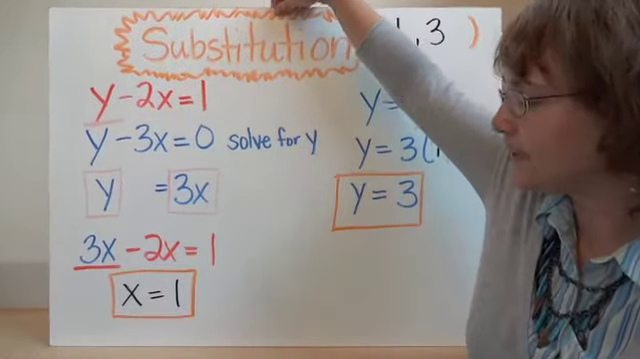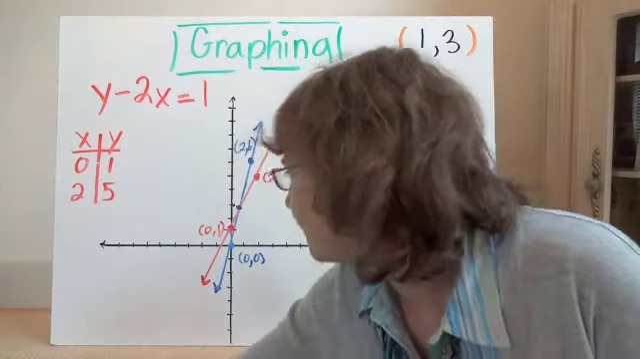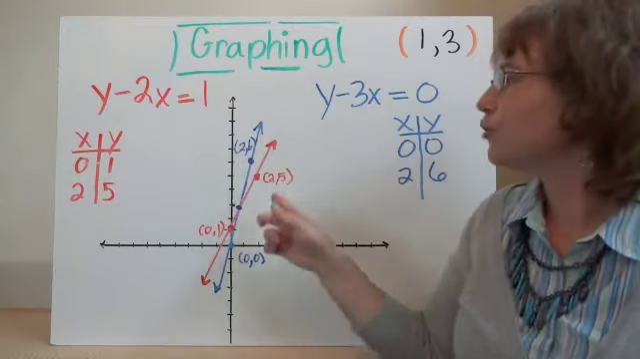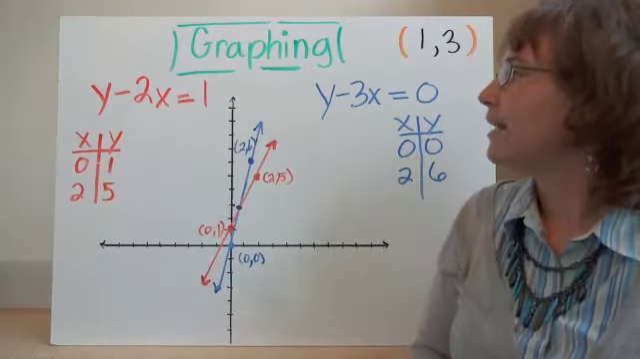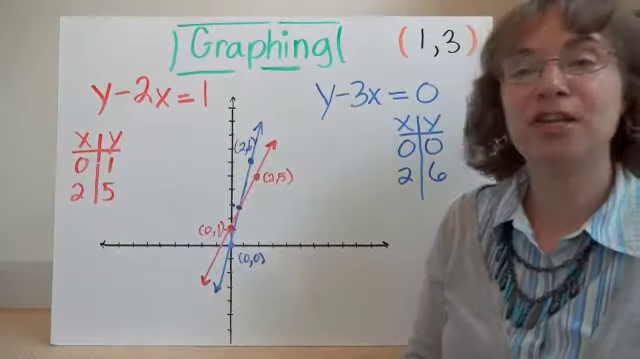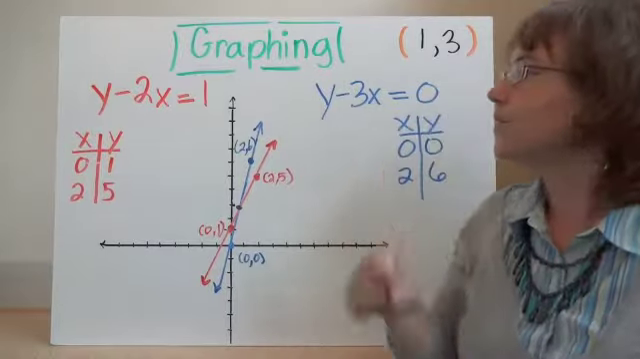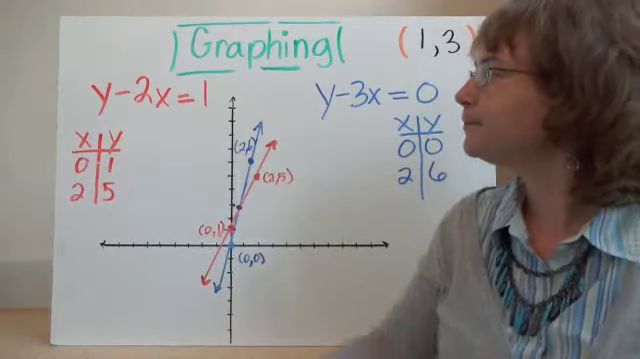Graphing is actually my least favorite method, mostly because I don't really like to draw the coordinate grid, and because it's not as precise if you're drawing it. It's much more precise if you use a calculator. But we're going to be graphing now. So I have my equation y minus 2x equals 1, and my equation y minus 3x is equal to 0. I'm going to use 2 coordinate points in order to graph my line.